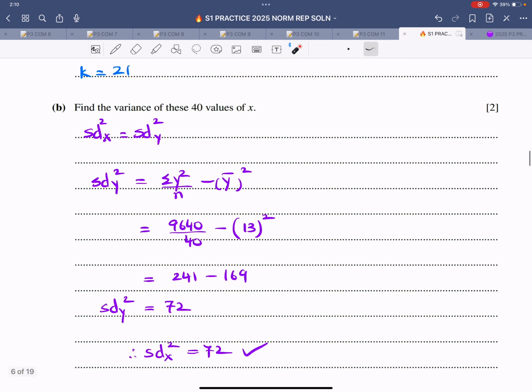The next part. Find the variance of the 40 values of x. That is the same thing as the 40 values of y. So standard deviation squared, that is variance. That is sigma y squared over n minus y bar squared. 9640 over 40 comes out to be 241. 13 squared is 169. The difference is 72. Standard deviation squared for y, and standard deviation squared for x, that is also 72.